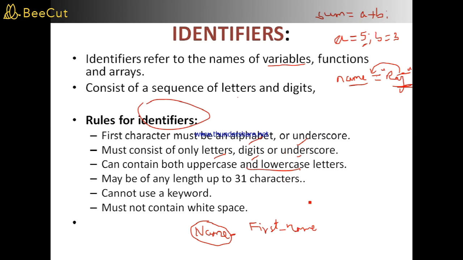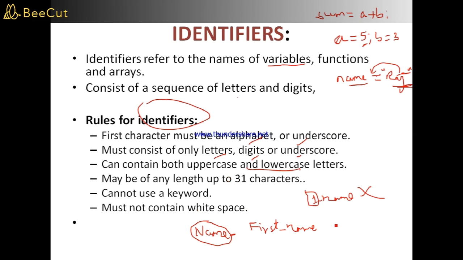Okay, first underscore name. Then if you are writing first as a number, first name, okay, so this is wrong. See here the rule is the first character must be an alphabet or underscore. So this is not an alphabet, this is not an underscore, this is a digit, so this is invalid.